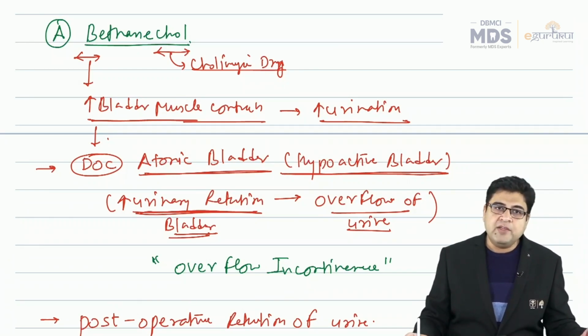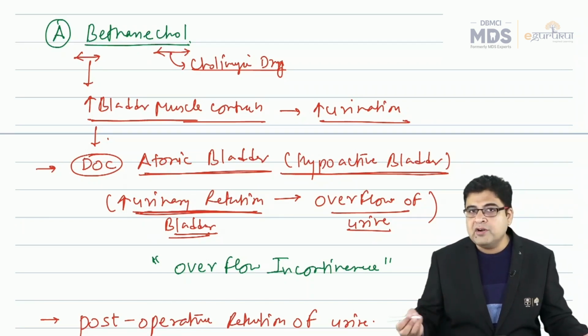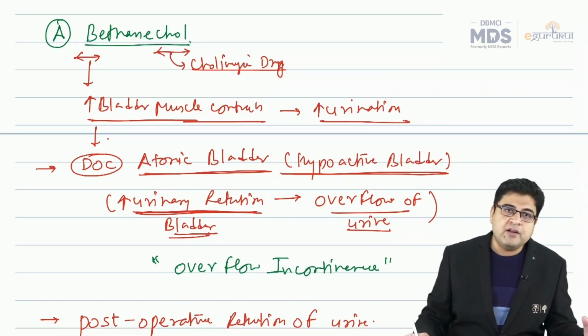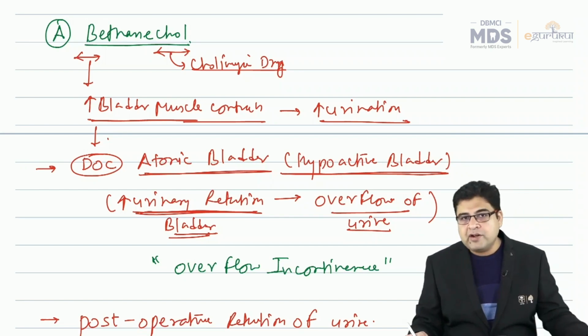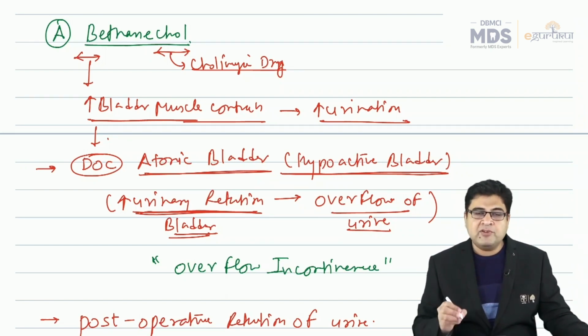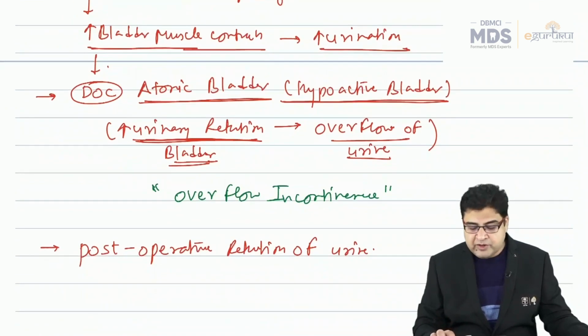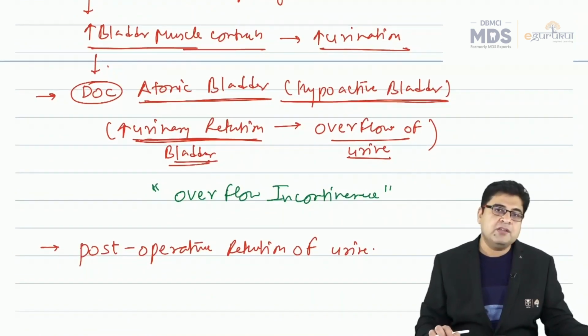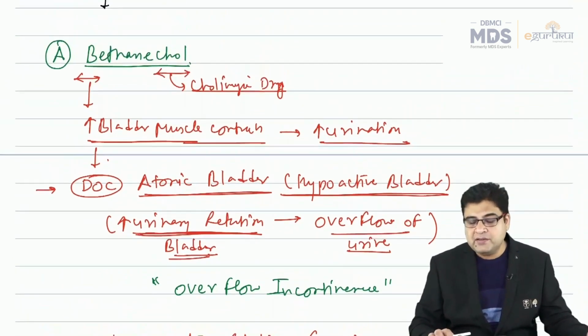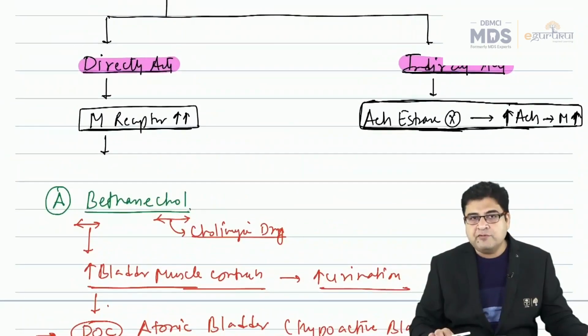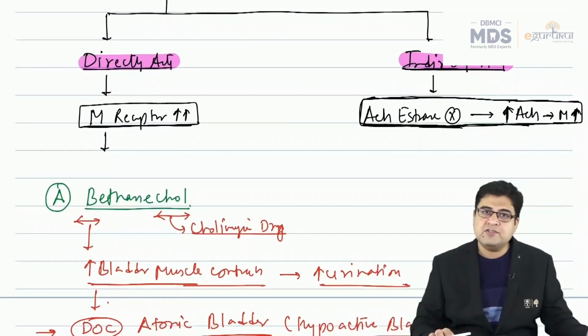So bethanechol can be given for the treatment of overflow incontinence, or wherever the patient has an atonic bladder, where the bladder is not contracting. You can give this medicine and the patient's condition will improve. The medicine is also given post-operatively, when after surgery there is retention of urine. The drug name is bethanechol. The first directly acting medicine we have discussed is bethanechol.